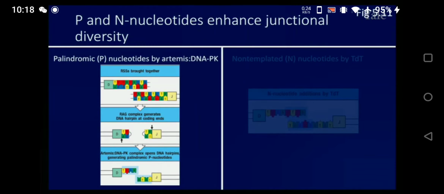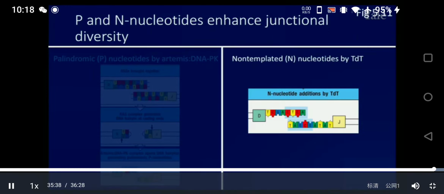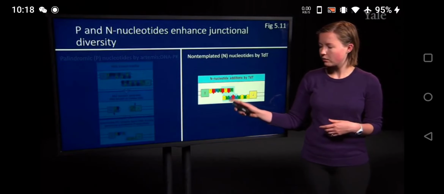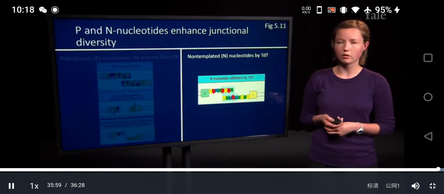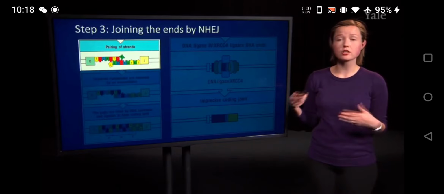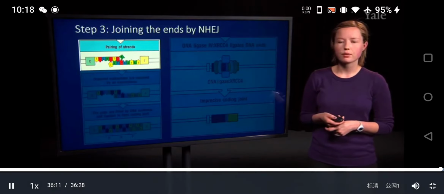And then when we look at the other way of generating junctional diversity that's generated by TdT, this is the addition of non-templated nucleotides. So you can see there's just random incorporations, and this diagram actually does a pretty good job of showing that sometimes certain ends will get more nucleotides than others. So the J end was actually extended a little bit farther than the D end as it's shown in this diagram. So now that we have generated junctional diversity, which is the addition of these extra nucleotides, we can move into step 3, which is joining these ends by non-homologous end joining.